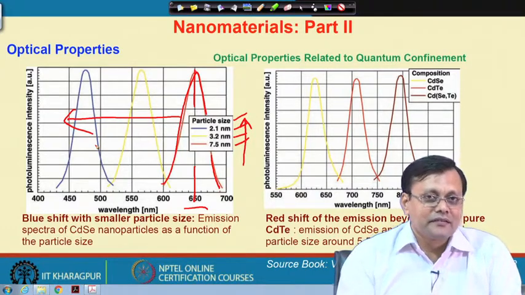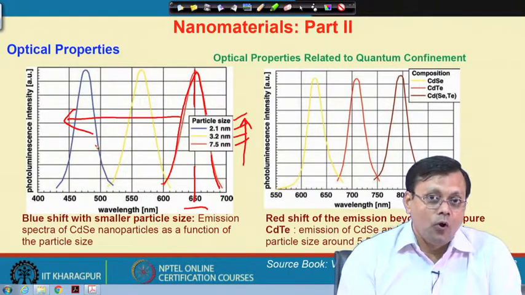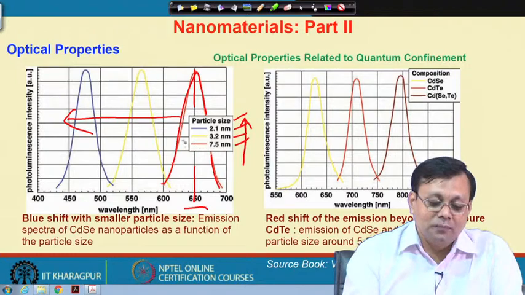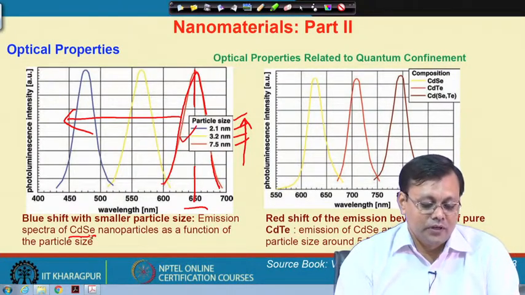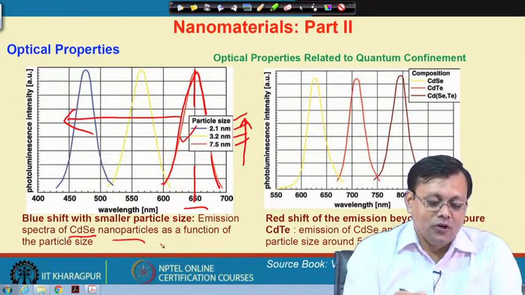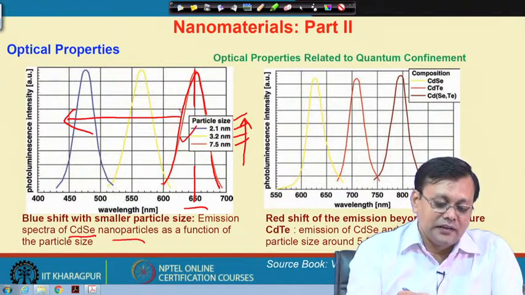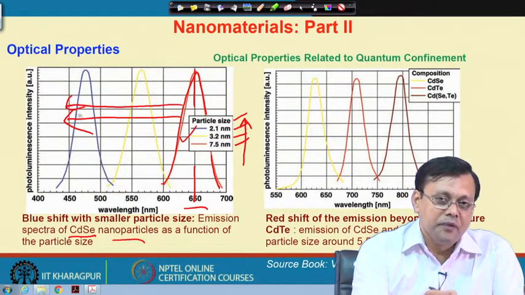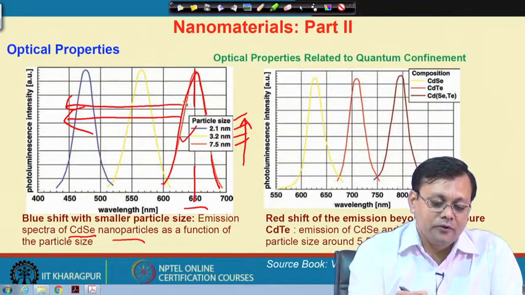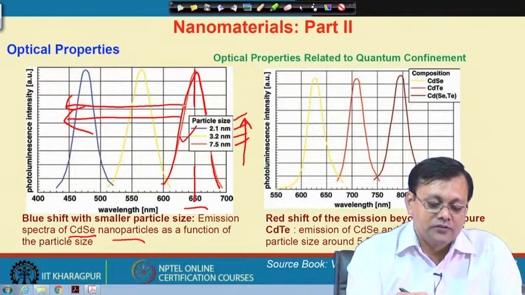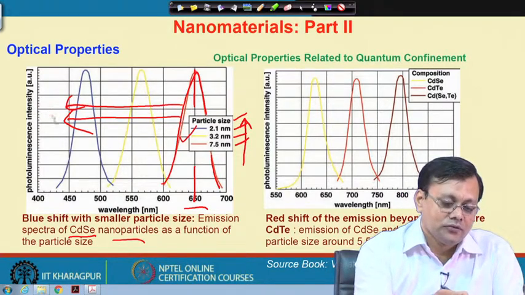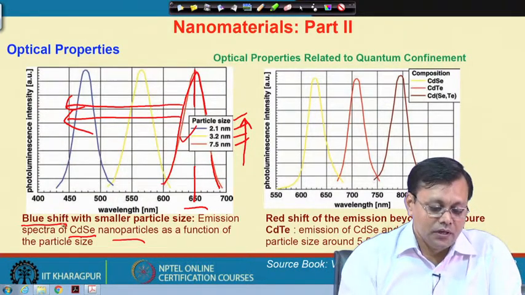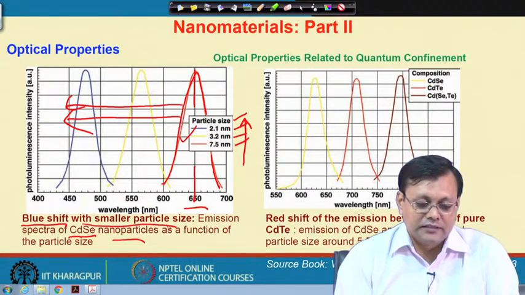So, whether the emitted ray will be blue or red depends on the particle size. This is a particle taken as a cadmium selenium nanoparticle. With decreasing particle size, there is a blue shift. Blue shift means that the wavelength is shifting from the red side to the blue side. So, this is why it is called a blue shift: blue shift with smaller particle size.